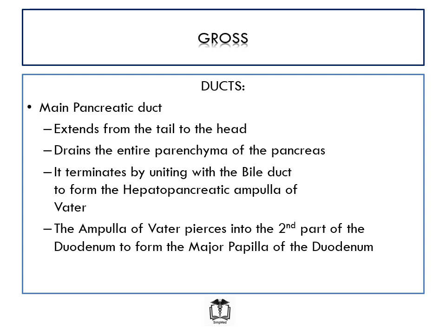This ampulla of Vater, which is the combination of the bile duct and the main pancreatic duct, will terminate by piercing through the second part of the duodenum, and it forms an entry point we call the major papilla of the duodenum.